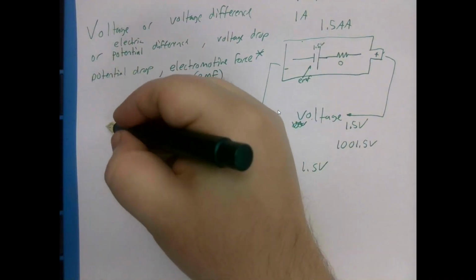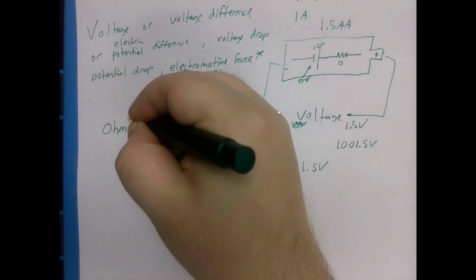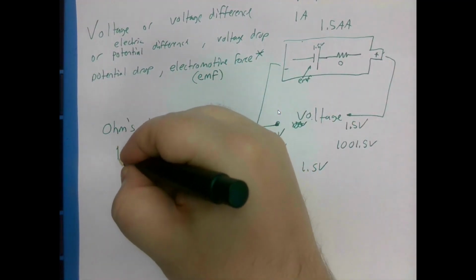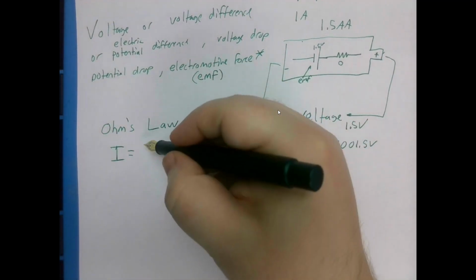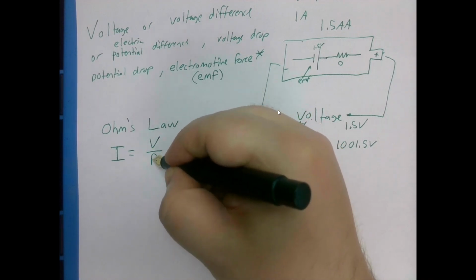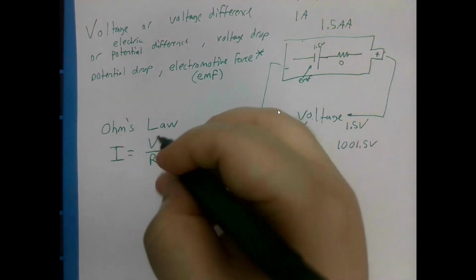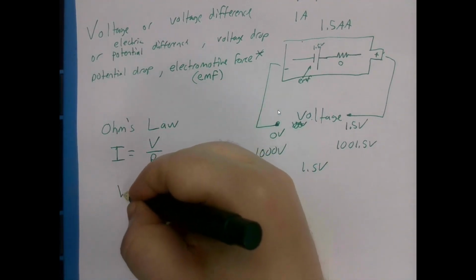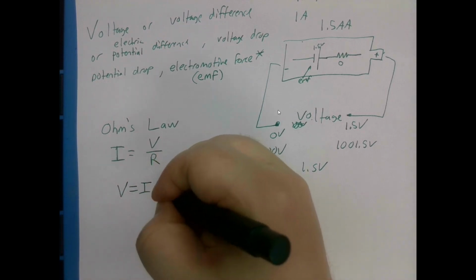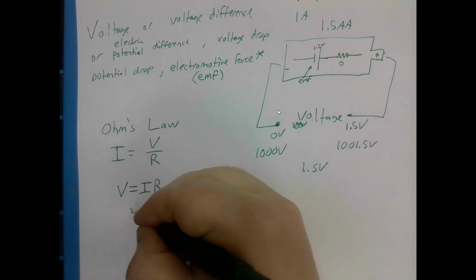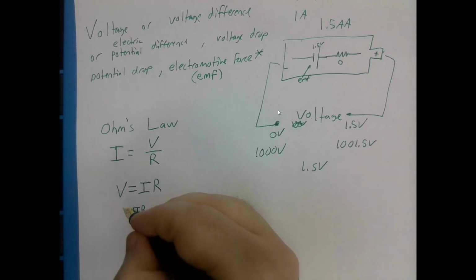Which brings us to Ohm's law. It states that current is equal to voltage over resistance. So current is equal to voltage over resistance. I never memorize that. I instead do the alternative definition, V = IR. Voltage is equal to current times resistance, as I always remember it as VIR.